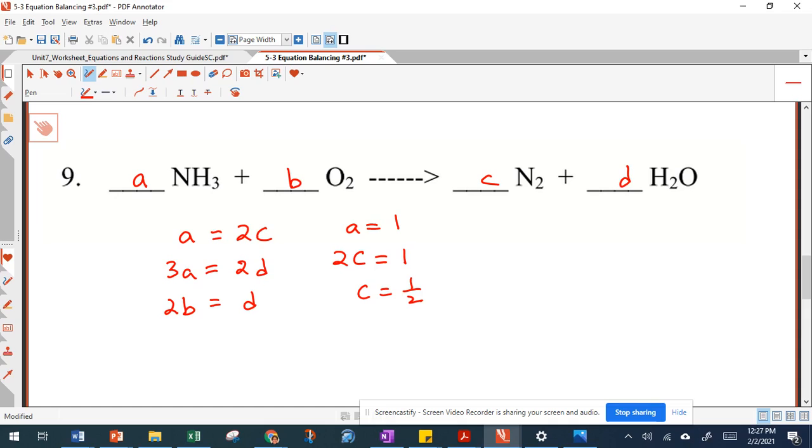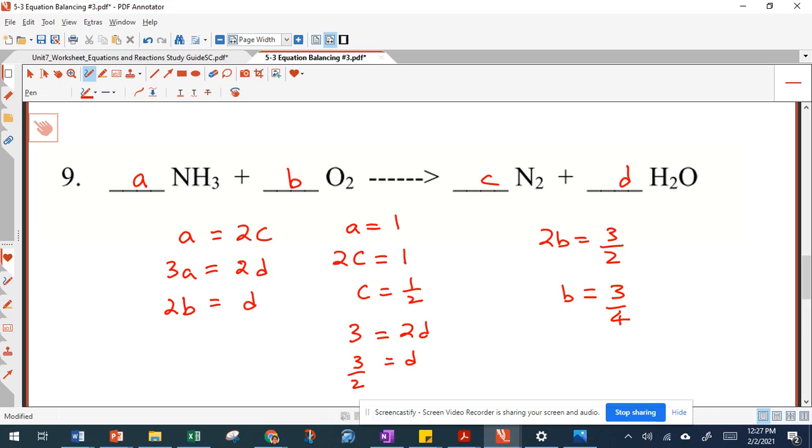Likewise, if I look at my second equation, if I put A equal to 1 in that equation, I would have 3 times 1 is equal to 2D. So D is equal to 3/2. And then if I look at my last equation, if I know that D is equal to 3/2, I would say 2B is equal to 3/2. So B is equal to 3/4.